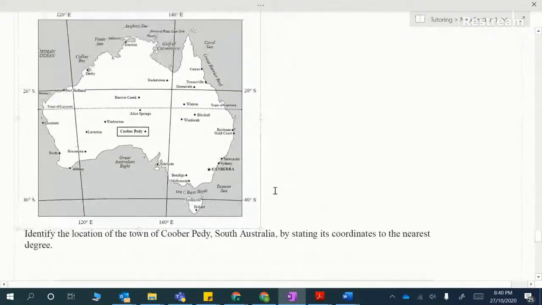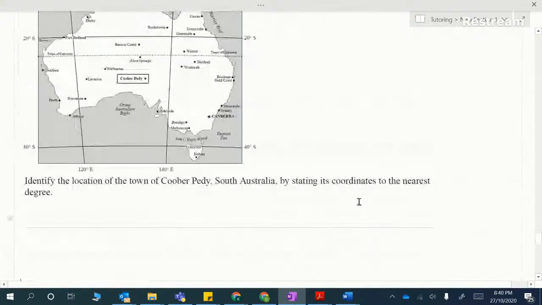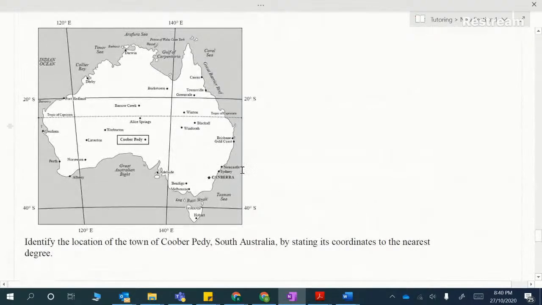The next kind of example you'll see is where you are given a map and a location and you have to state the latitude and longitude of that location. Okay, so they want you to state the latitude and longitude of Coober Pedy, which is there right in the middle. So give that a go. Start with the latitude, start dividing things up, and then do the same with the longitude.